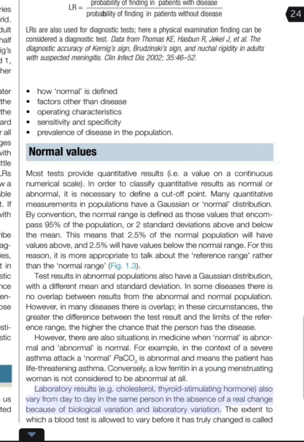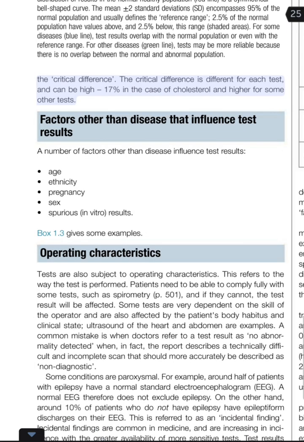Laboratory results, e.g. cholesterol, thyroid-stimulating hormone, also vary from day to day in the same person in the absence of a real change because of biological variation and laboratory variation. The extent to which a blood test is allowed to vary before it has truly changed is called the critical difference. The critical difference is different for each test, and can be high, 17% in the case of cholesterol, and higher for some other tests.